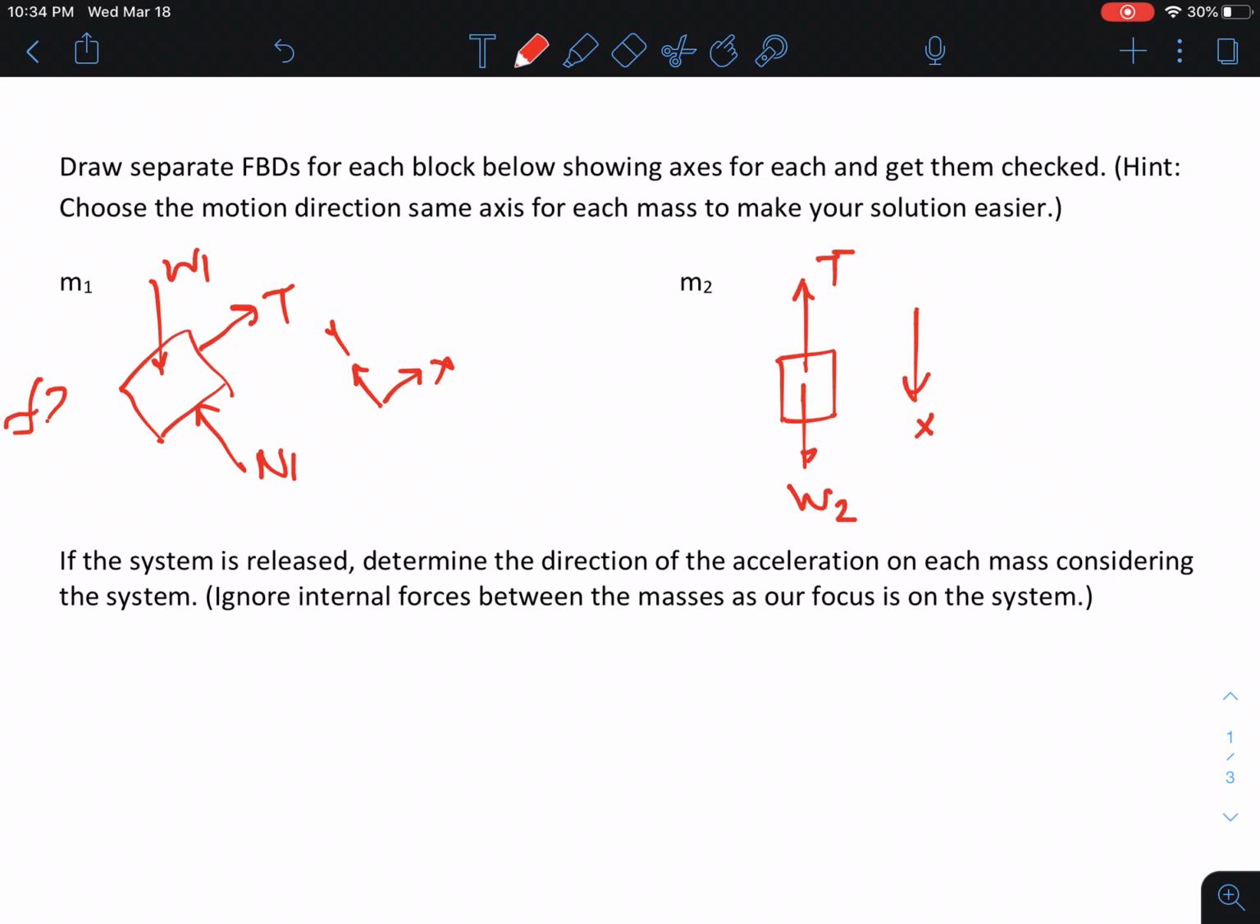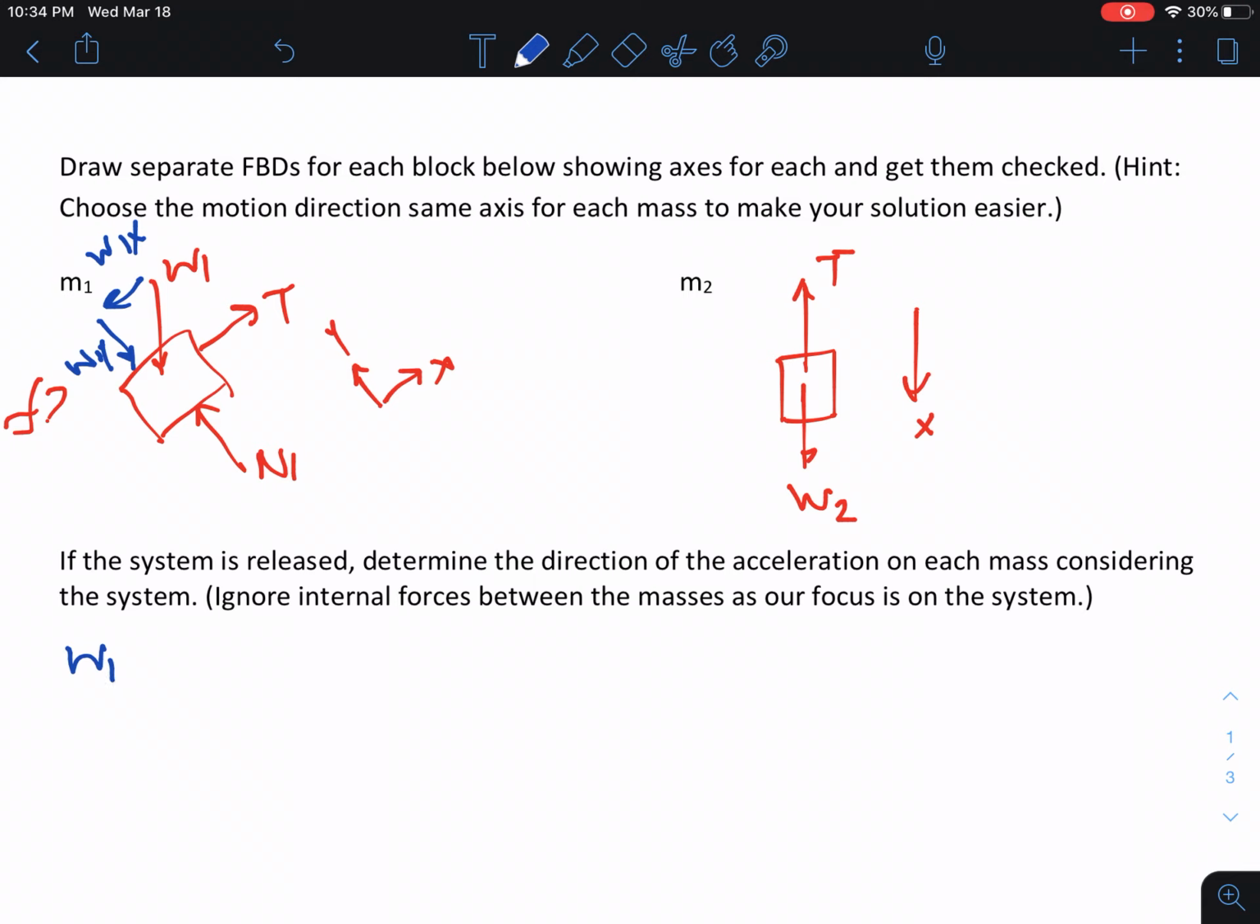So I'm going to do similar things. If you remember, I did split this into components because the rope line is what matters. So if I focus on the rope line, W1X and T is for M1, and also friction, but I don't know what the direction is yet. And for M2, T and W2 are what matters for now. So let's, as we did before, find out what W1X and W2 are.